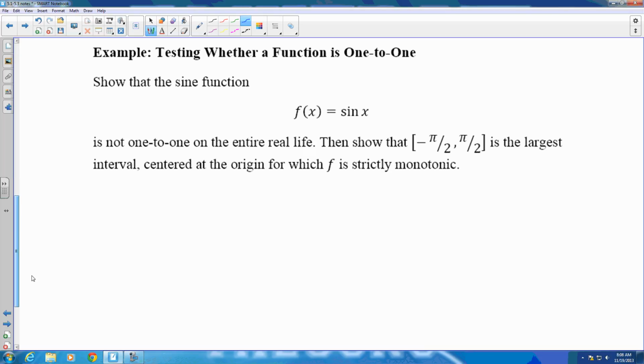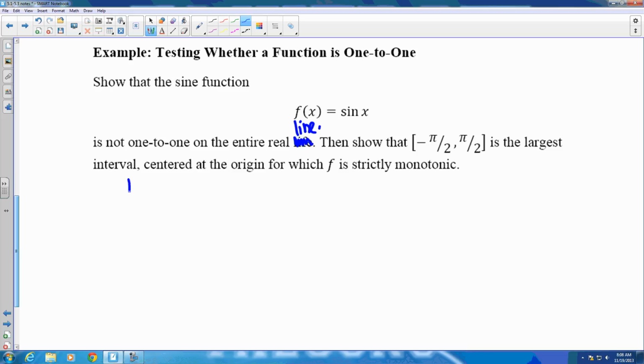Show that the sine function is not 1 to 1 on the entire real line. Then show that from negative pi over 2 to positive pi over 2 is the largest interval, which is centered at the origin, for which f is strictly monotonic.